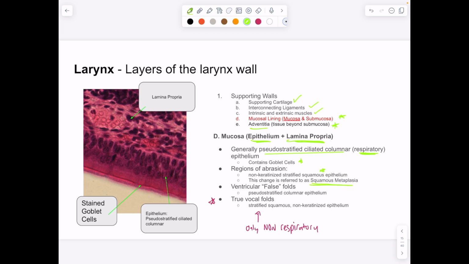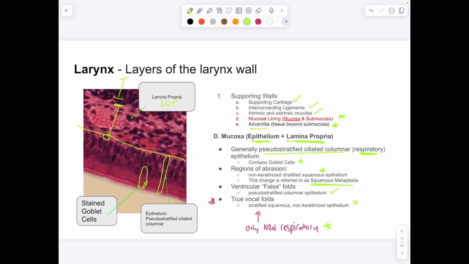When this happens, this is called squamous metaplasia. Our ventricular false folds are going to be that same respiratory epithelium, but our true vocal cords, where you have a lot of abrasion, is going to be stratified squamous non-keratinized. So this is our only non-respiratory. But here you can see this is a weirdly stained goblet cell right there. Then you can see that the epithelium is in fact pseudostratified ciliated columnar. And then we have our basement membrane right here, our basal cells. Deep to that is going to be our lamina propria, which remember is loose connective tissue.